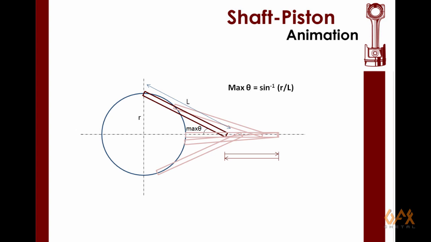So maximum angle is simple, sine inverse R upon L, and the movement of these things is sine of the wheel theta into maximum theta. Okay, so first of all I have to find the maximum angle of my rod.